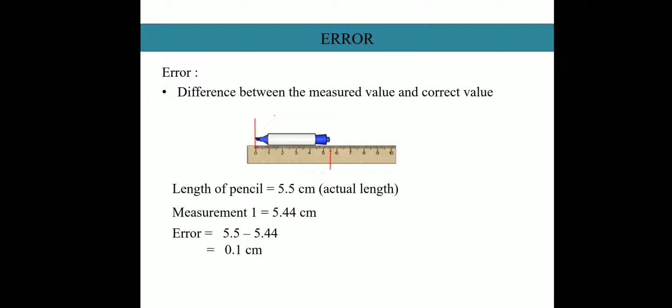Now let's say we have repeated the measurement process for the second time, and when we measured the length of the pencil for the second time, it came around, let's say, 5.75 centimeter. If you compare this actual length and 5.75 centimeter, we will see that the difference or the error in measurement is 0.20 centimeter. So the difference between the measured value, which we have calculated, and the actual value which is given on the paper, is known as error.